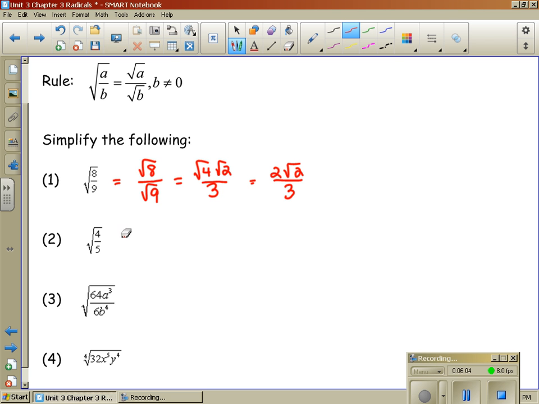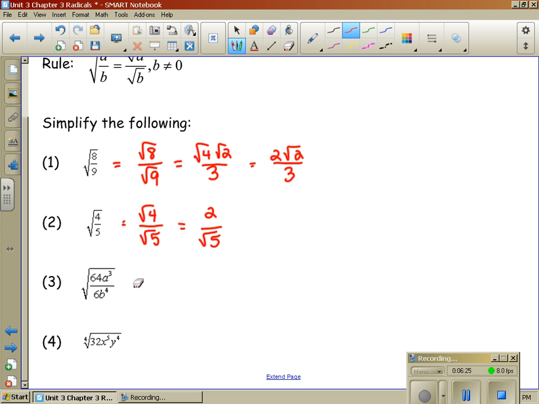Next, square root of 4 over the square root of 5. Square root of 4 is 2. Square root of 5 can't be simplified. We are going to rationalize the denominator. If you recall, you can't leave radicals in denominators. And we'll talk about that in a minute. So we eventually will simplify this. Next one.